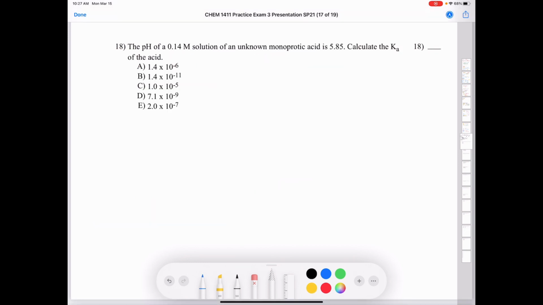Question 18 says the pH of a 0.14 molar solution of an unknown monoprotic acid is 5.85. Calculate the Ka of the acid. The first thing I'm going to do is use my pH, which is equal to 5.85. I'm going to use that to calculate the concentration of hydronium ions, which is going to be 10 to the negative pH, which is equal to 10 to the negative 5.85. And when I punch that in my calculator, I end up with 1.41 times 10 to the negative 6. Yes, I'm carrying an extra sig fig, but I will do my rounding at the end.